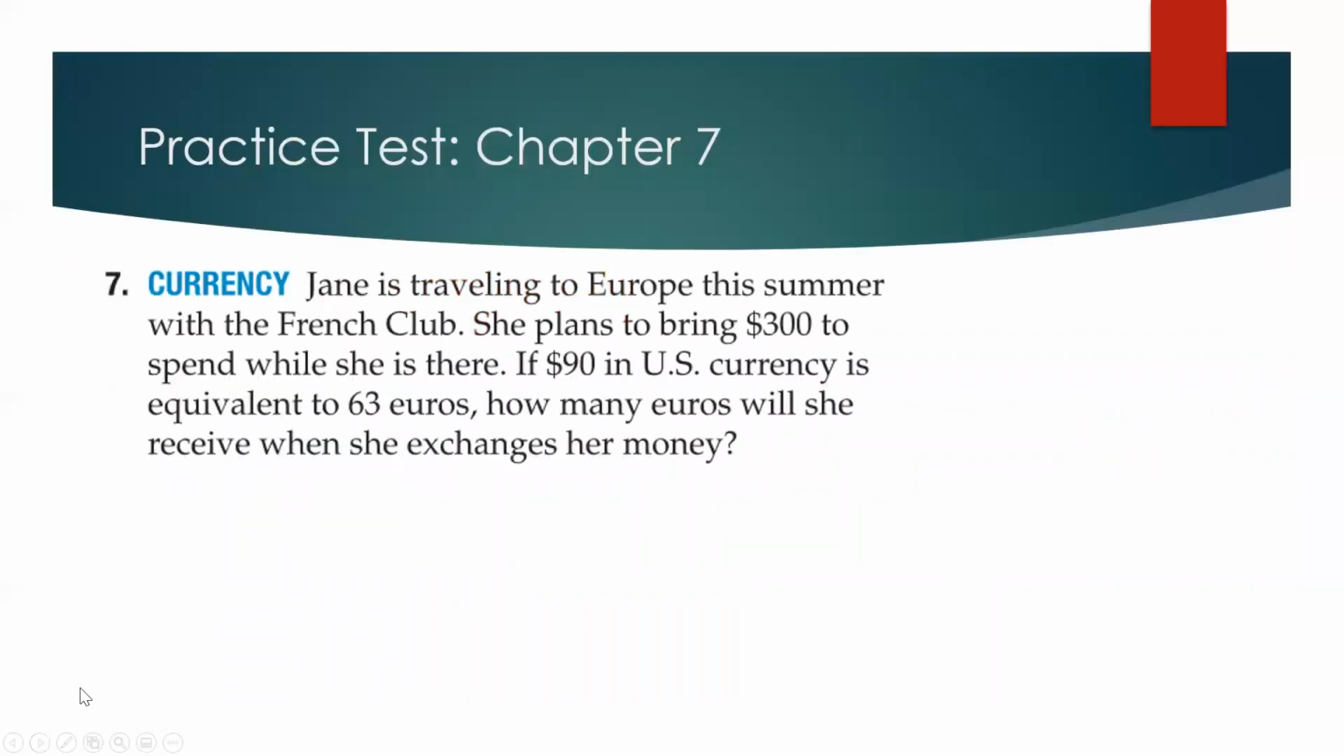So let's look at number 7. It says Jane is traveling to Europe this summer with the French club. She plans to bring $300 to spend while she is there. If $90 in US currency is equivalent to 63 euros, how many euros will she receive when she exchanges her money?